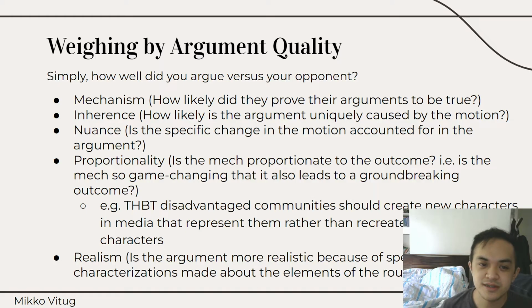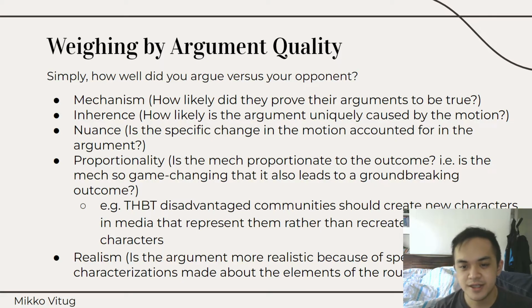So one is the mechanism. Simply, how likely did they prove their arguments to be true? So one way to just go about it is they have a very lackluster mechanism for this, and thus we win the debate because our arguments are much more likely to happen than theirs. Or they might not have a mechanism for something. Second is inherence. It's a question of how likely is this argument uniquely caused by the motion.